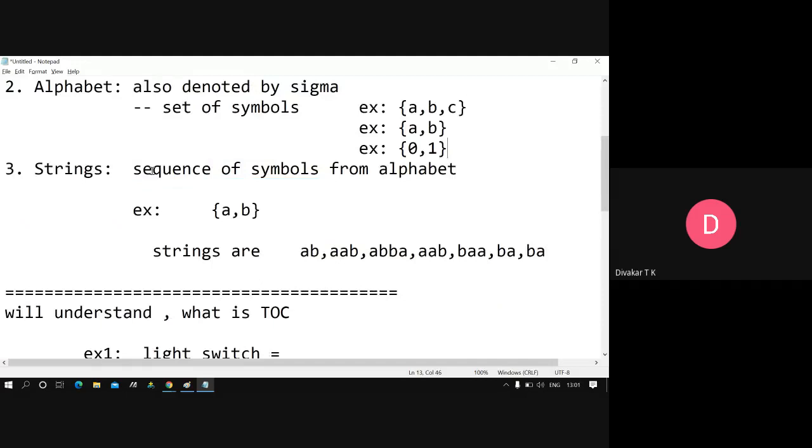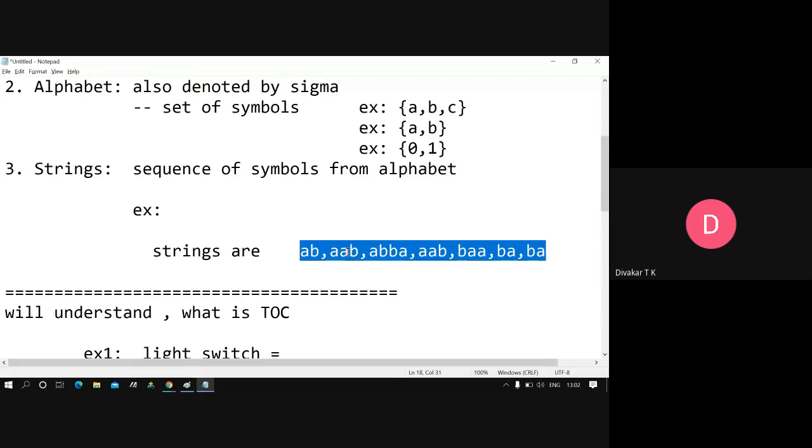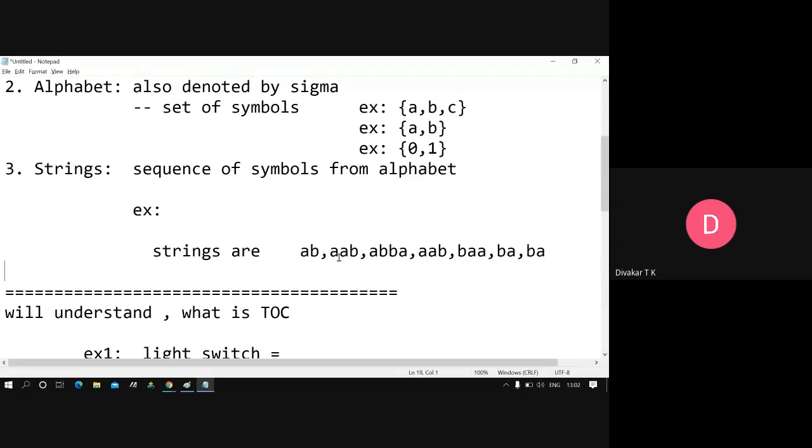Now strings. A string means a sequence of symbols. Don't get confused here; sigma is what we take for the alphabet. These are all examples for strings: A, B, AB.